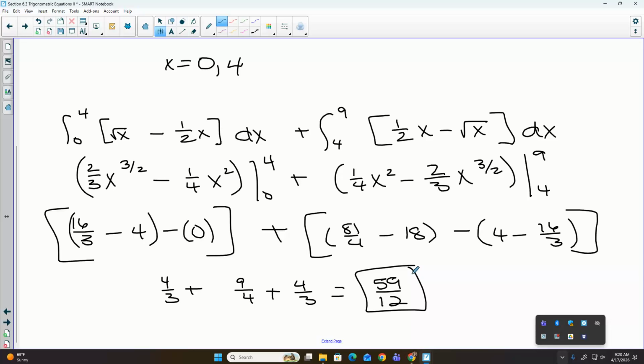So because these met twice, and I asked you to go all the way to x equals 9, that's why we had to do both parts added together.